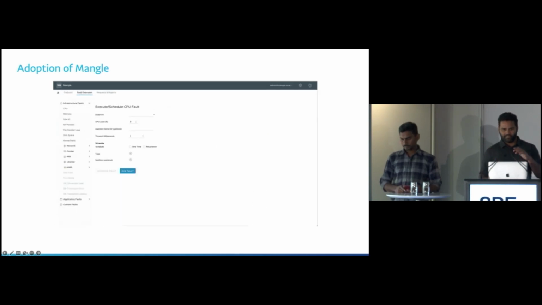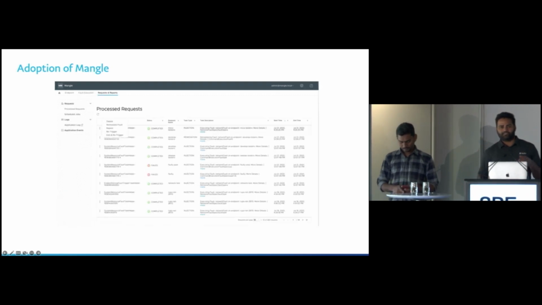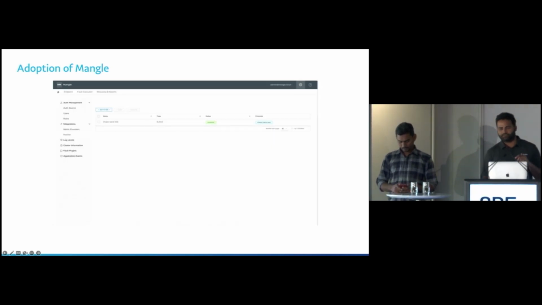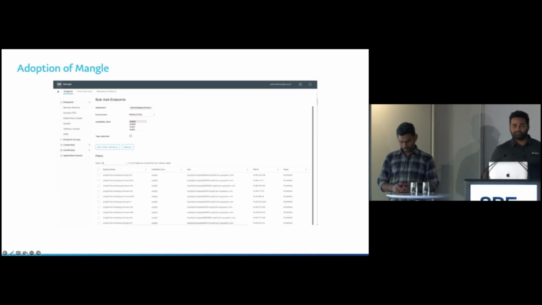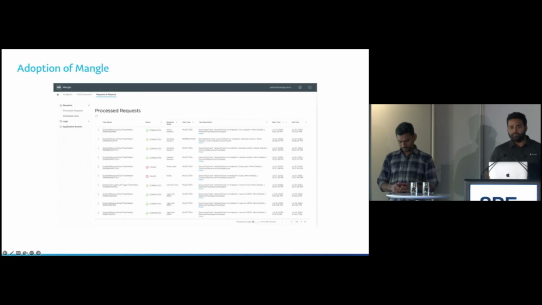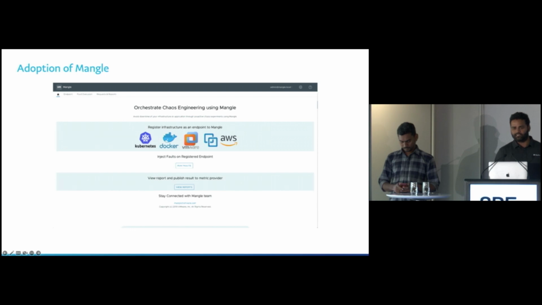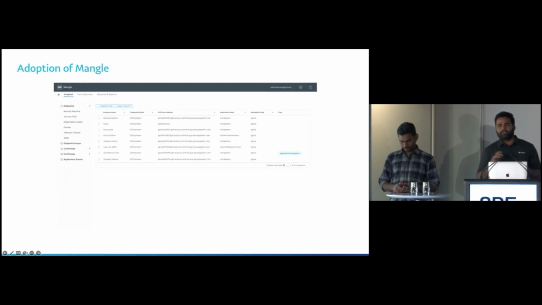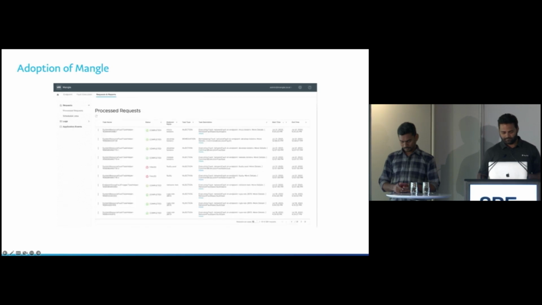So whenever you execute a fault and you want to see the history of the faults, like how many of your faults actually succeeded or failed, there is a process request page also where you can see that. The one good thing is, most of the things in this platform are extensible, so you can actually build stuff that will suit your organization.